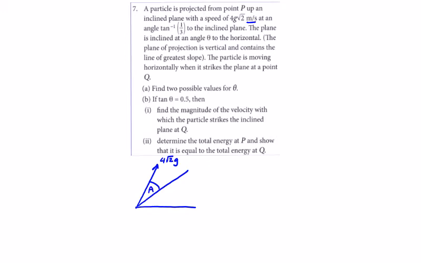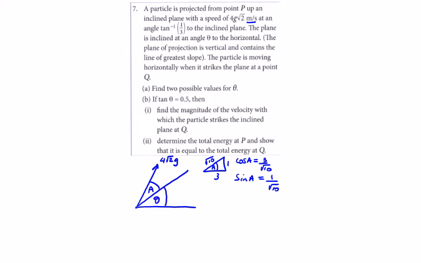The inverse tan of A is 1 over 3. Opposite over adjacent, so we're going to have root 10. So the cos of A is 3 over root 10, and the sine of A is obviously 1 over root 10. The plane is inclined at an angle theta to the horizontal. So here's my angle theta.